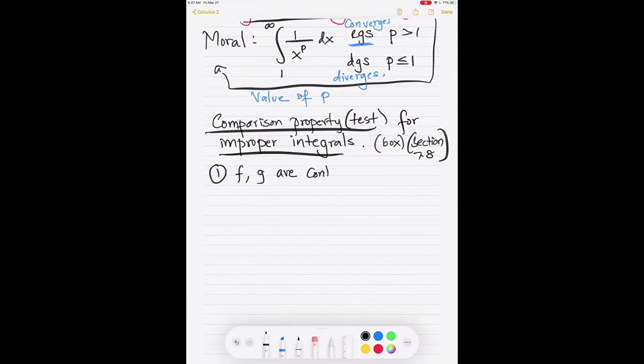And I do this a bit differently than the book, so please be here. So continuous functions. And what do we mean by that? Oh, no holes, no asymptotes, no breaks. Number 2, f is greater than or equal to g for x greater than or equal to a. What happens before or after, we don't care.